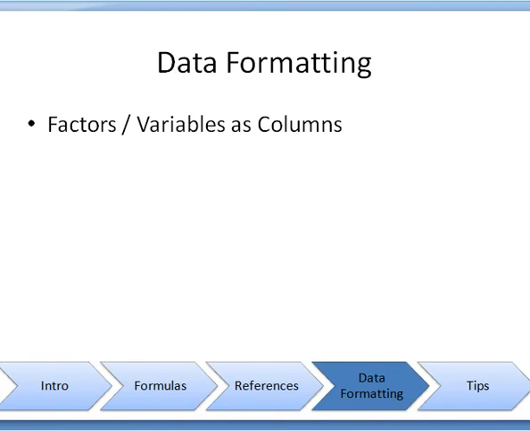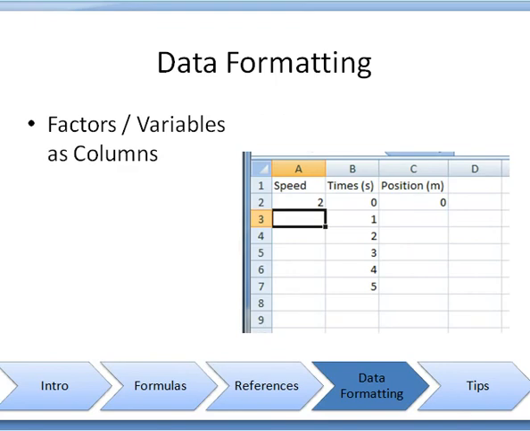I've seen lots of students start off making their factors rows, but you don't want to do that. You want to make your factors or your variables the columns. And this is just showing what I mean by that. Okay, you can see that we've got the speed, time, position as column headings, and the instances of those are in the rows below.